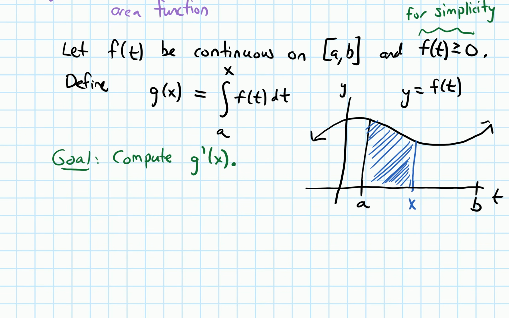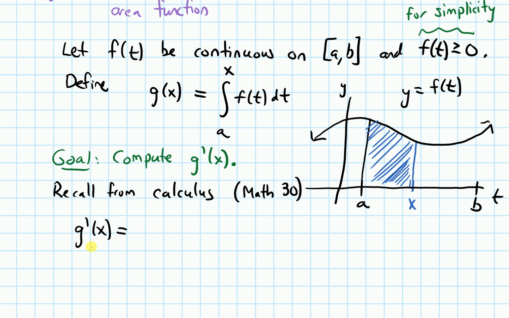Okay, so now I have to do a little bit of review from Math 30, from the previous calculus course, how we compute derivatives. So let's recall from the previous calculus course, at Santa Clara that would be Math 30, that the derivative, g prime of x, the formula for that involved limits. That was the original definition of a derivative. So one of the ways to write that was the limit as h approaches 0 of g of x plus h minus g of x all over h.